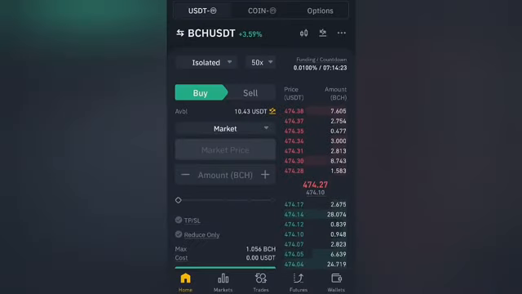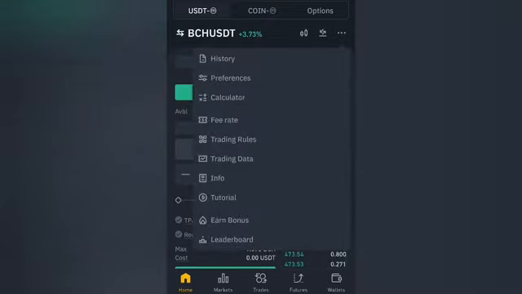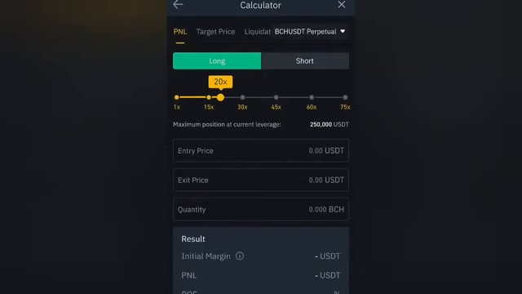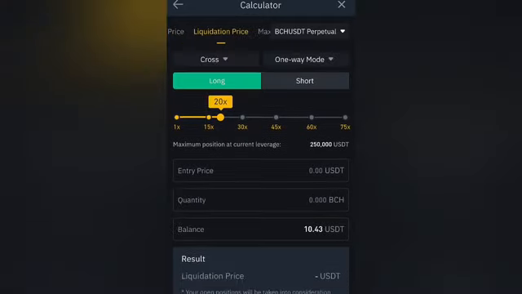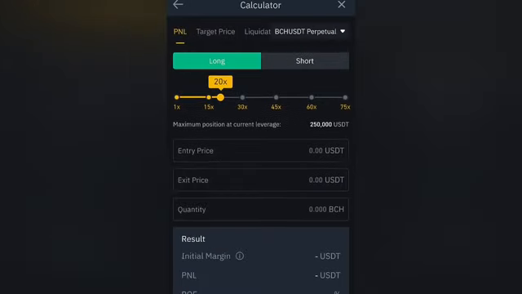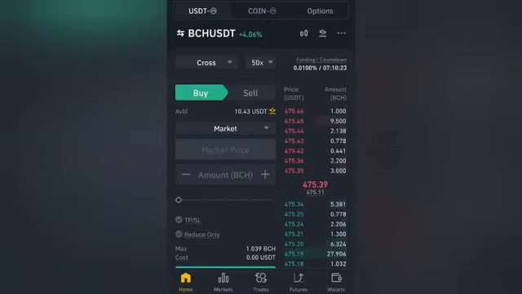You also need to know one more thing before we end this video. Before you trade using Binance futures, you can also use your calculator. You would have to click on the 3 dots right there and select calculator. Using your calculator, you can calculate your PNL, you can calculate your target price, and you can calculate your liquidation price. This tool right here on Binance is very helpful for planning. This is exactly how to use the Binance futures trading platform.